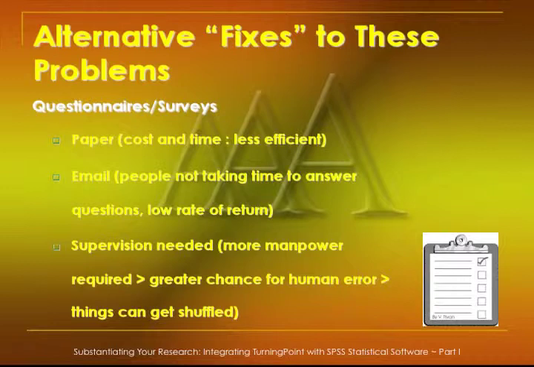So that's a lot of cost and time, which makes this a less effective way than TurningPoint would be, because you have all that paper, then you have all the man hours, you have to have someone to go through all the paperwork. A faster way is with emails.